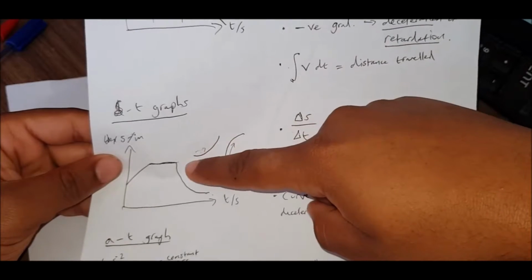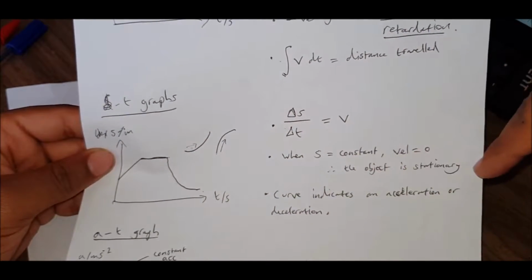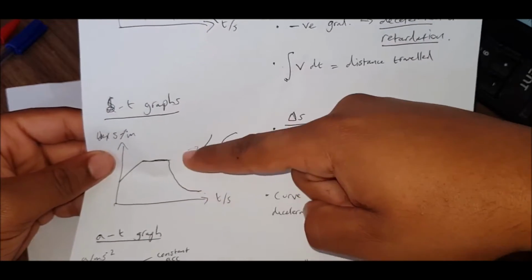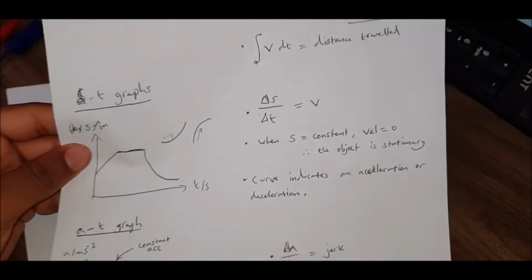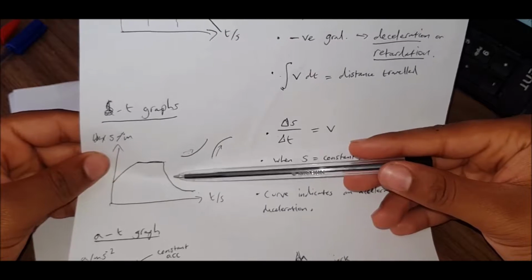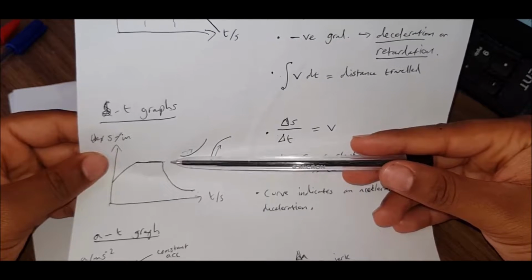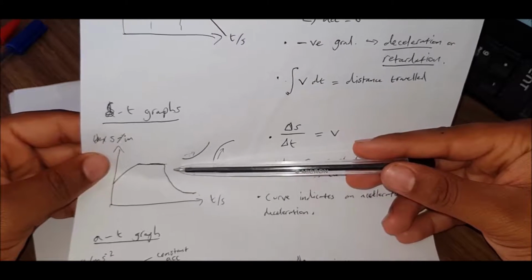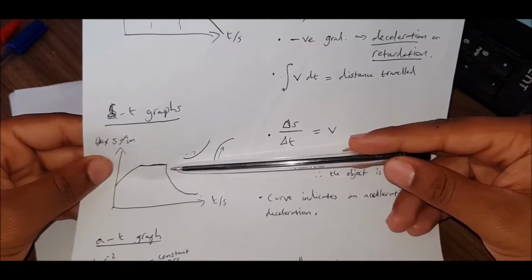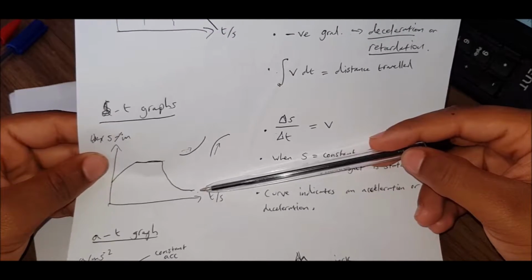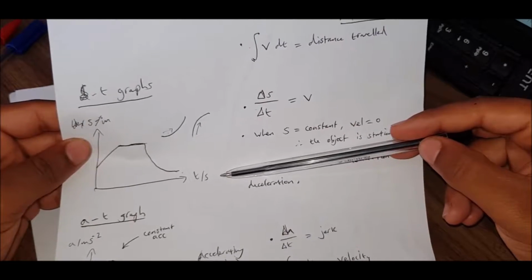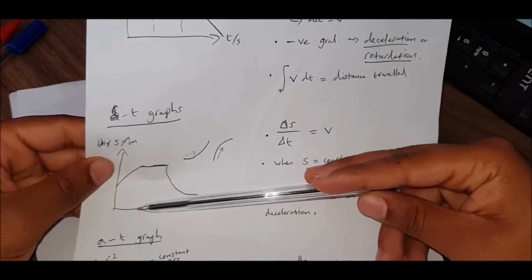So, this curve here indicates an acceleration or deceleration. So in this case, there is a deceleration. Okay? What's happening here is that it moved quickly at first, then it's slowing down. So basically it's moved quickly and then it's slowed down, almost back to the same point.